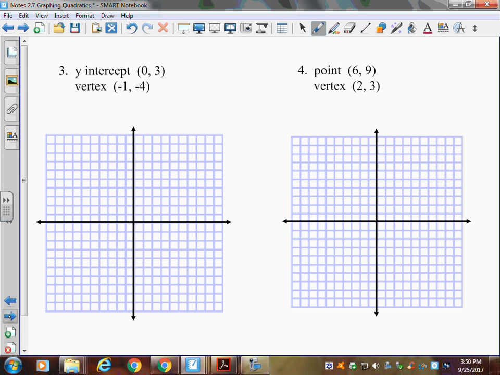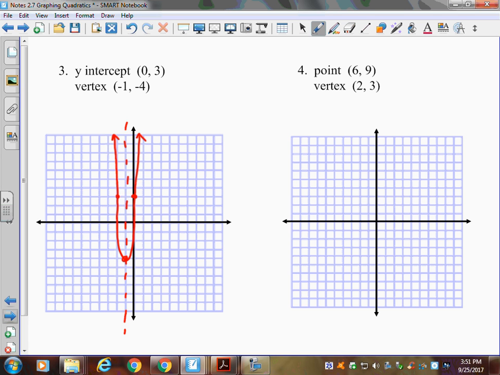So to answer these 2 questions, first of all, (-1, -4) would go here, and I'd put my axis of symmetry down through -1. Then I'd plot (0, 3) up here. So clearly I've got to go up to hit that point (0, 3) from the vertex. So 1 away on the other side would make my other half, because that point is 1 from the axis, so it has to be 1 from the axis on the other side.